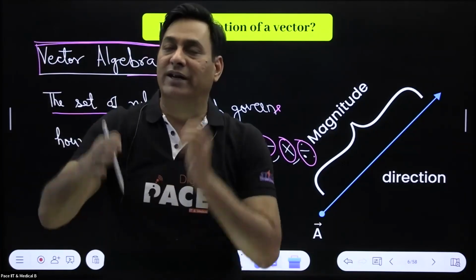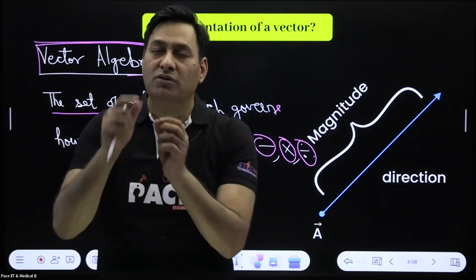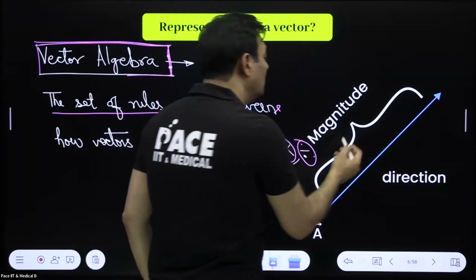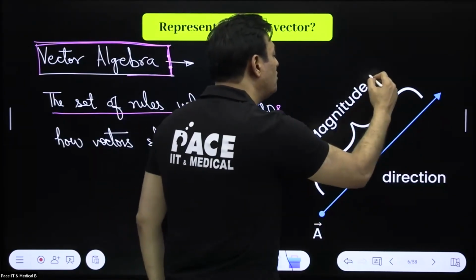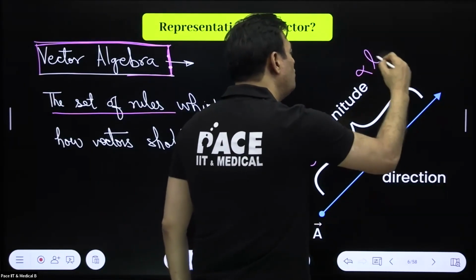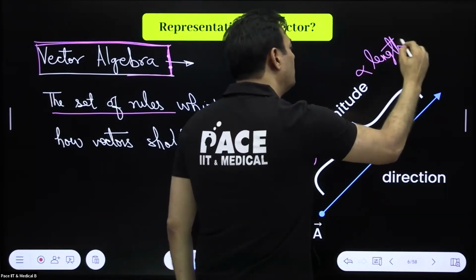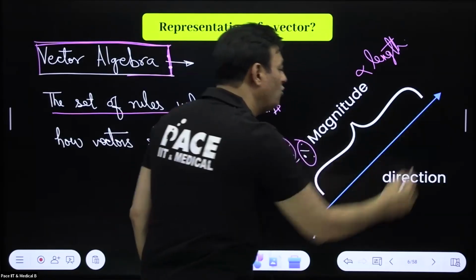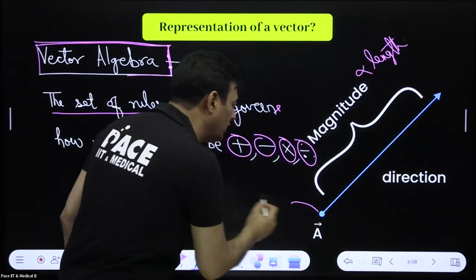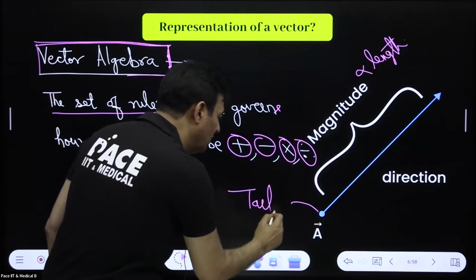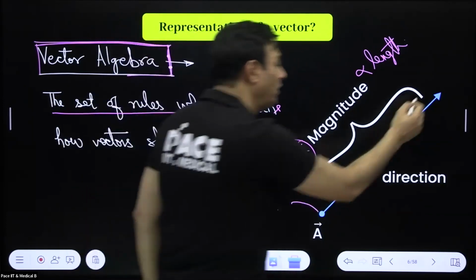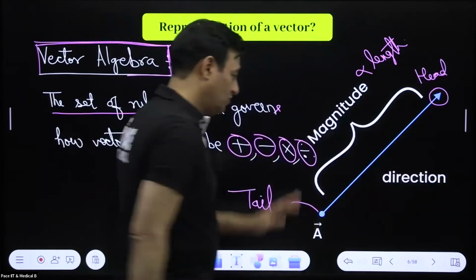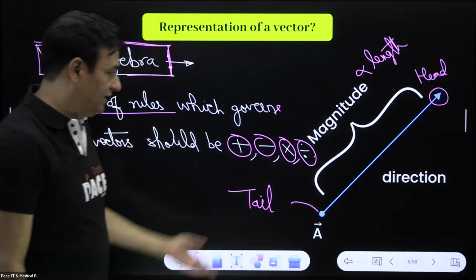But before jumping onto vector algebra, let's get clear about the vector itself first. So what is the representation of a vector? The length of the vector is proportional to the magnitude. The more the magnitude, the more the length. And direction is represented by this arrow. This point is called the tail, the initial point, and this point is called the head of the vector. Lovely. So this is the representation of a vector.